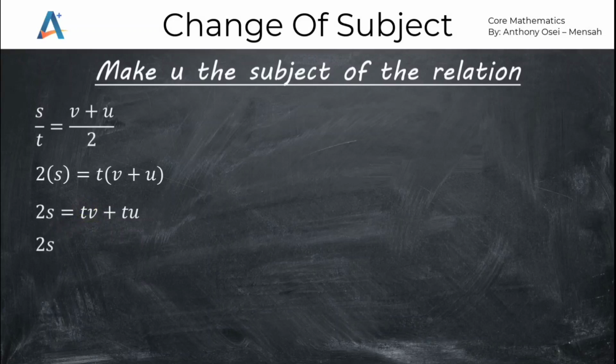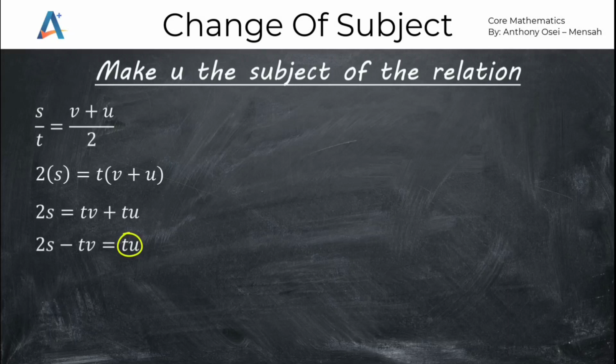2s, the term at the left hand side. Now this tv will cross to a minus tv. Then we will bring our equal sign because they are the only 2 terms we need at the left hand side. So we will come and equate it to the one at the right hand side, tu. Now this is what we have. So we want to make tu the subject.